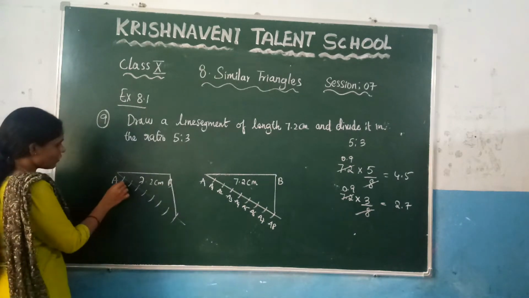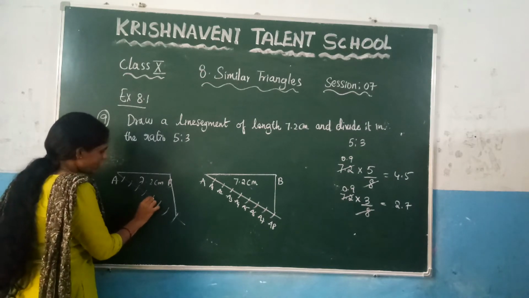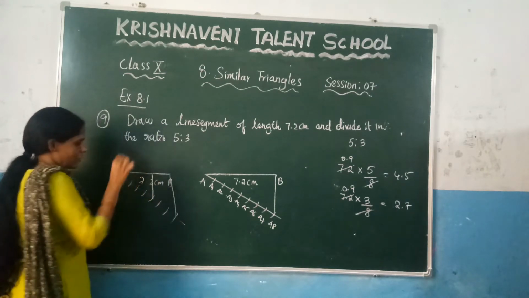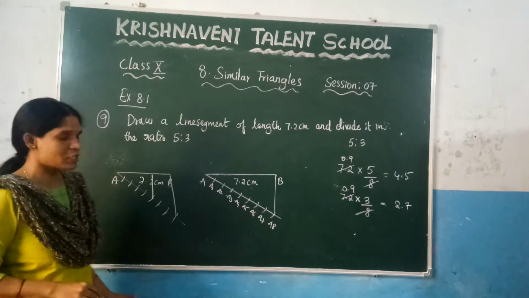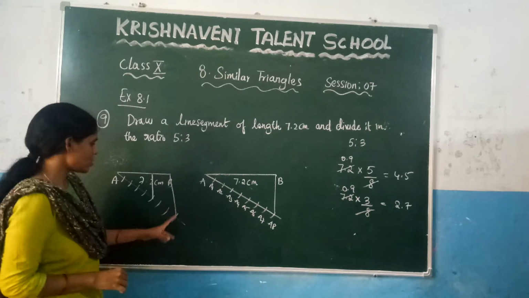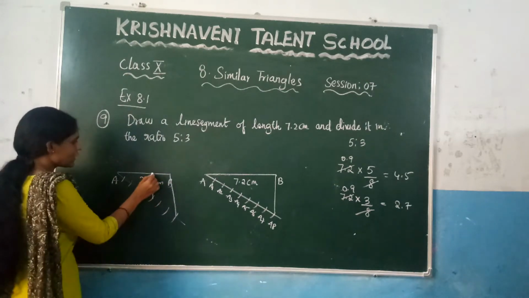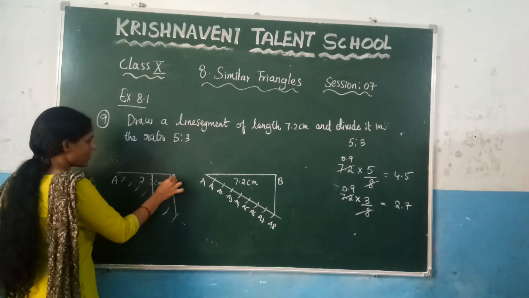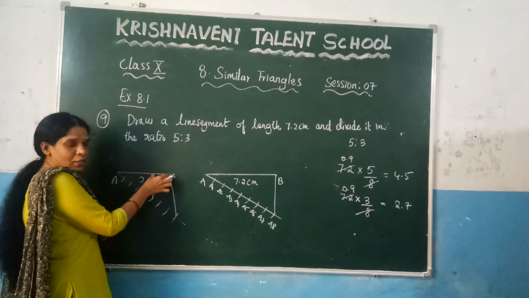So where is the fifth arc? 1, 2, 3, 4, 5. So at this point you need to draw one parallel line. And you know how to draw the parallel line using the geometrical instruments. By that property, first you need to draw one line at the fifth arc. It will intersect the line segment at one point. This is the fifth part and this is the third part.